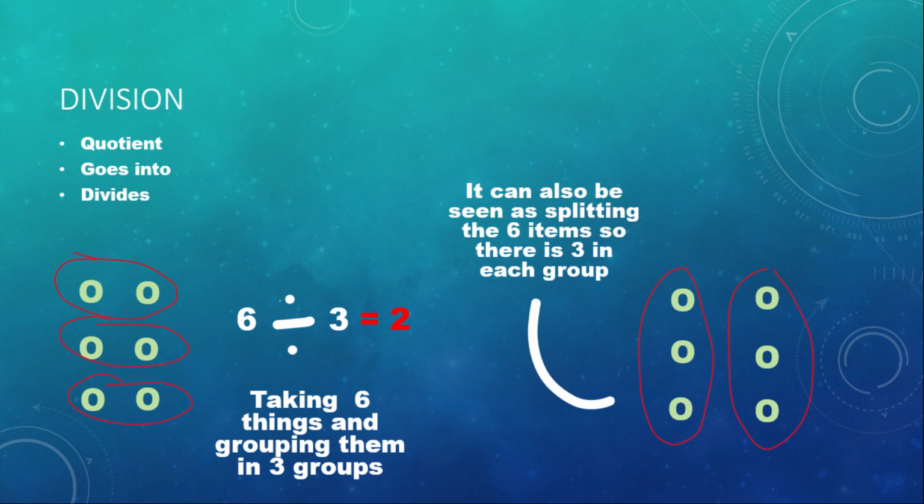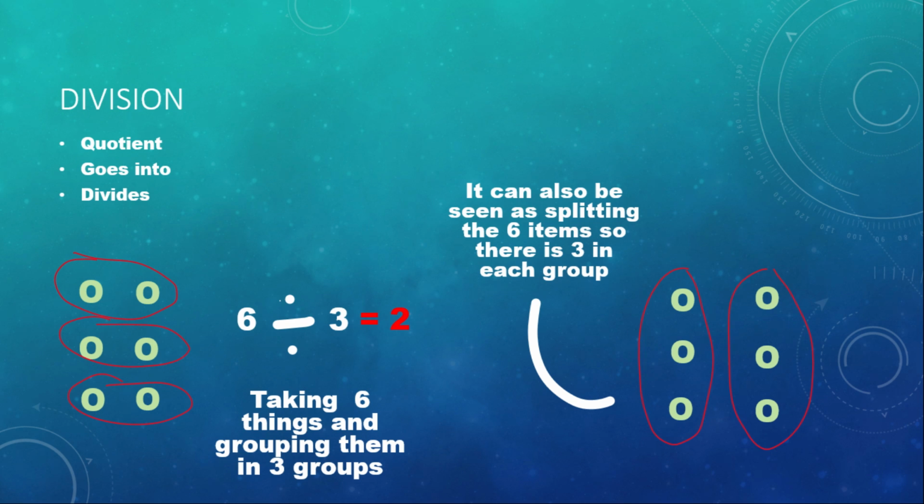Division is commonly said as quotient, goes into, or divides. With the example 6 divided by 3, it is basically saying that you have 6 things and you have to put them into 3 groups. How many will be in each group? Well, splitting 6 into 3 groups would mean there are 2 in each group.